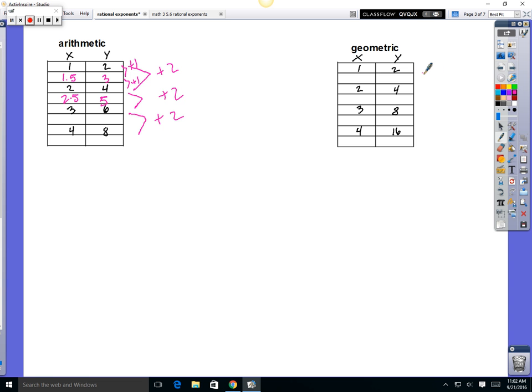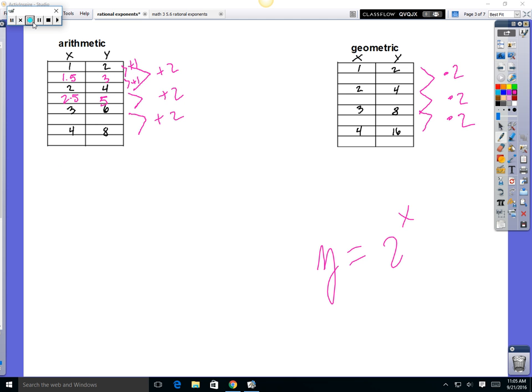So this is 2 to 4, that's times by 2. 4 to 8, that's times by 2. 8 to 16 times by 2. So geometric, it grows by multiplication. So this really is the function y equals 2 to the x.